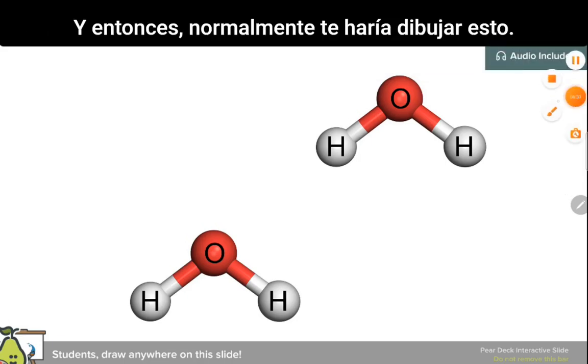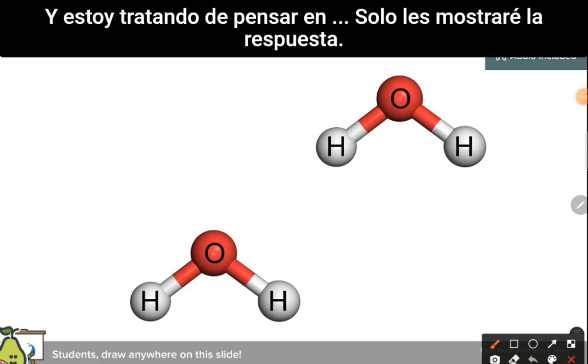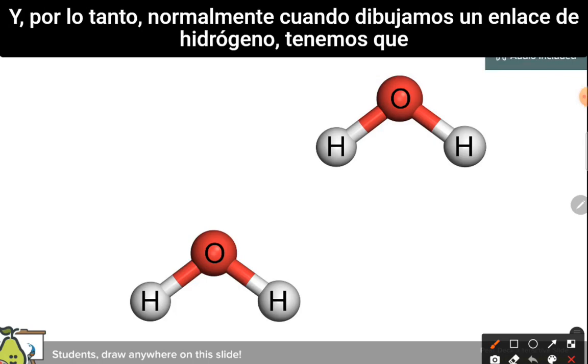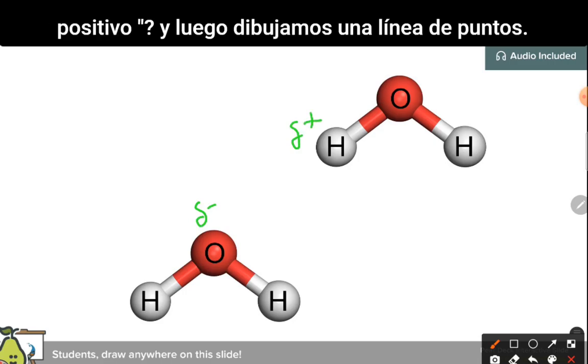Normally I would have you draw this, but I'll just show you the answer. Typically when we draw a hydrogen bond, we have to know what is the partial negative and what is the partial positive. And then we draw a dotted line.